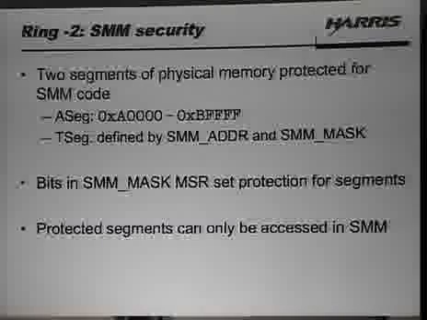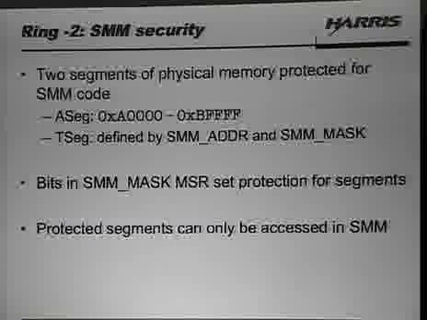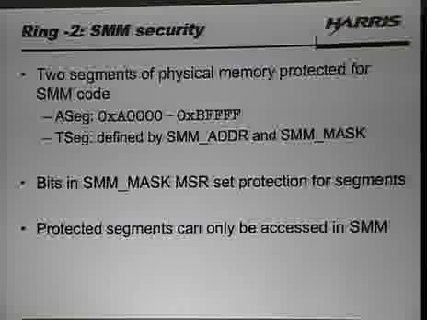And the way this works is that there are 2 segments of physical memory that are provided such that reads or access to them is denied unless you're actually in system management mode. On AMD64, you have the ASEG, which is a legacy segment, and you have the TSEG, which is defined by 2 model-specific registers. The reason for this is that way you can reposition the code later, so that if you have a BIOS that needs more compatibility with legacy operations and uses lower ranges of memory, you can actually move it to a higher range.